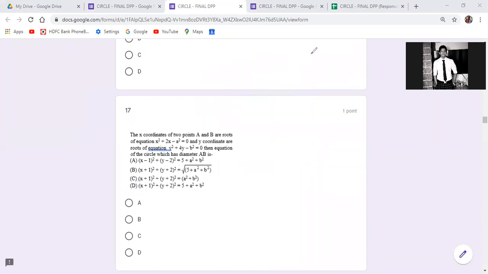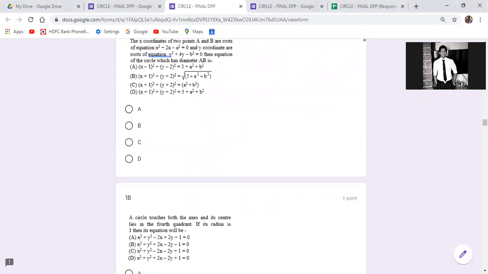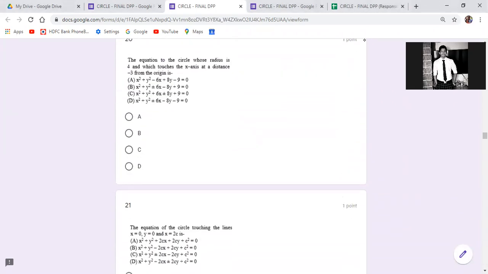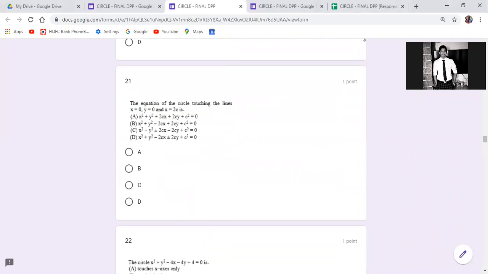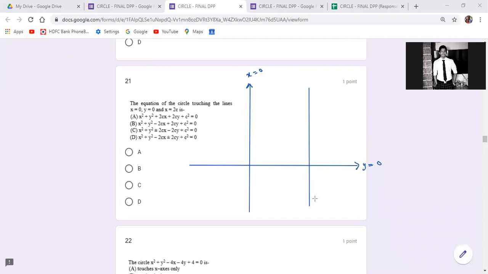Fine. Now tell me the next one. 21st. Equation of the circle touching the lines x equal to 0, y equal to 0, and x equal to 2c. Now x equal to 2c. Then the equation of the circle touching all these.